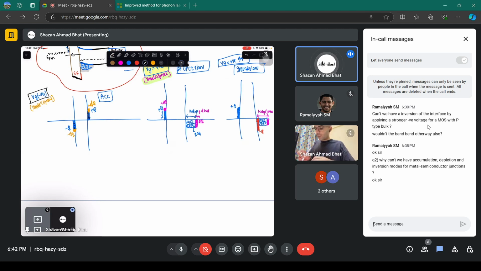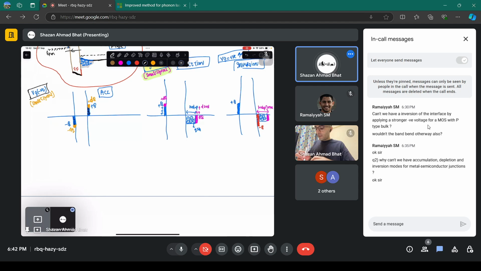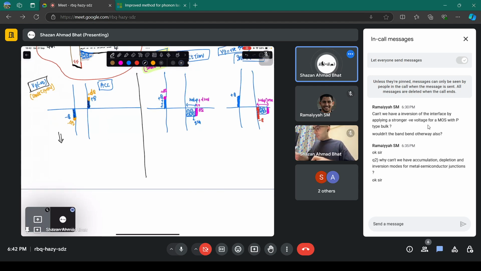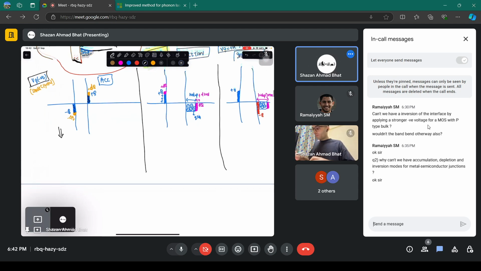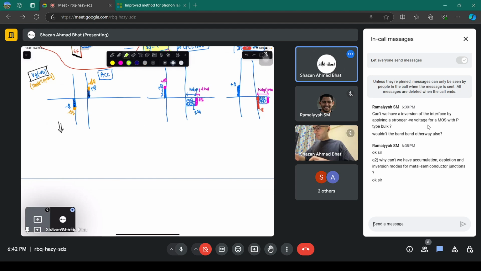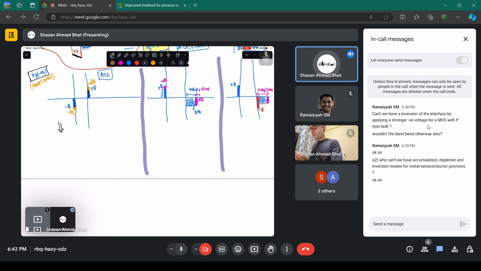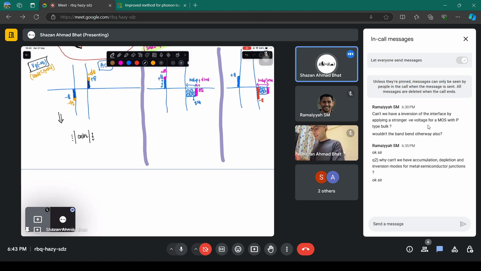Let's talk about this particular system, first in accumulation. Let me draw it in a better way. First, in accumulation, when you talk about capacitance, you have simply a negative charge on this side and a positive charge on this side, separated by an oxide here, which is a dielectric. So it's just like a parallel plate capacitor.